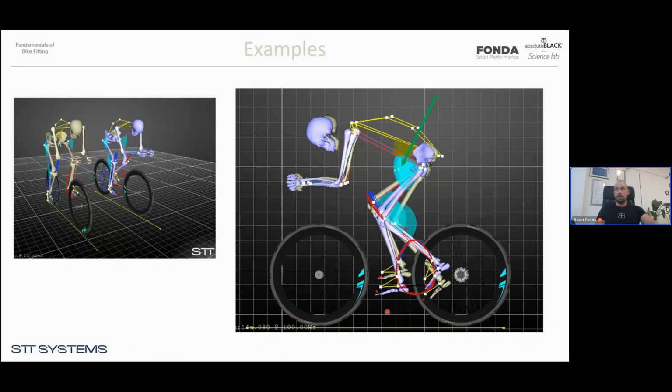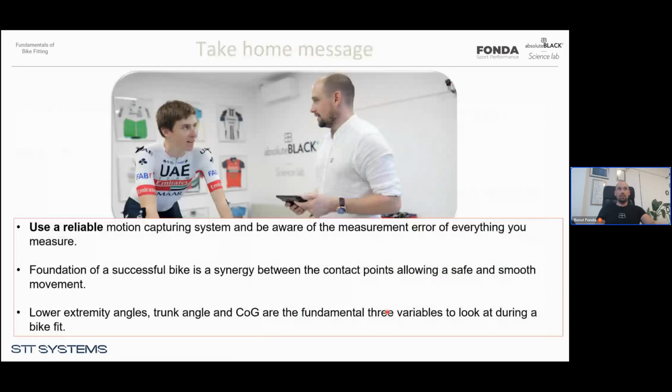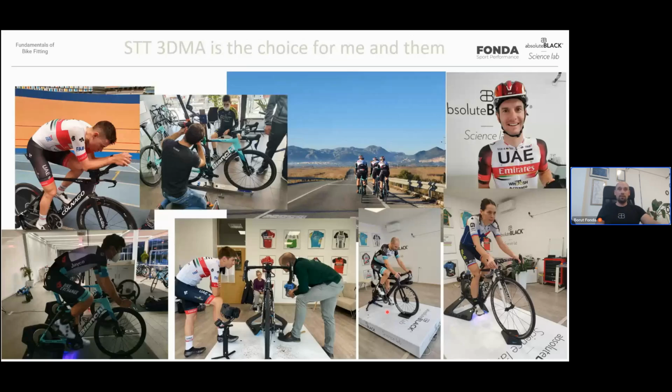So, a take-home message: use a reliable motion capturing system, be aware of the measurement error, and the foundation of the bike fit is this synergy between the contact points. We've talked about lower extremity angles, trunk angle, and center of gravity, and these are the three fundamental variables to look at during the bike fit. And to finish it off, if it's good for them and if it's good for me, I'm pretty sure it's going to be pretty good for you as well.